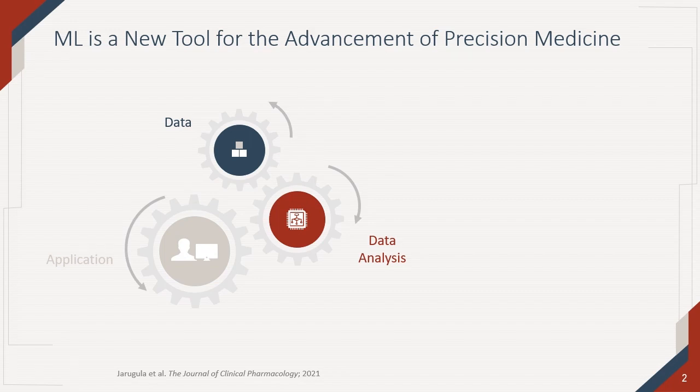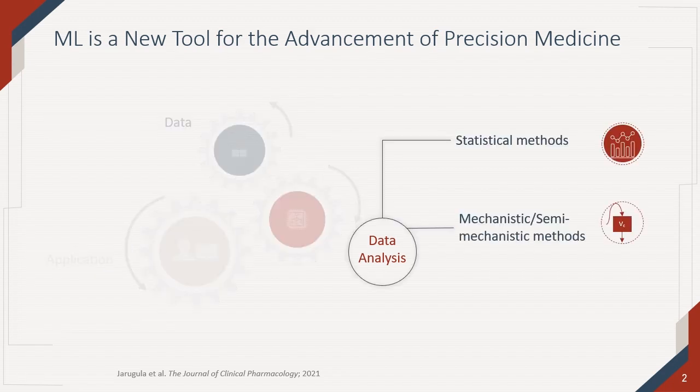This data is analyzed using different data analysis methods, and then a software that can execute these data analysis methods is created, leading to a clinical decision support system. Currently, in terms of data analysis, statistical and mechanistic approaches are used. However, with increasing volumes and varieties of data, innovation of new methods is needed.